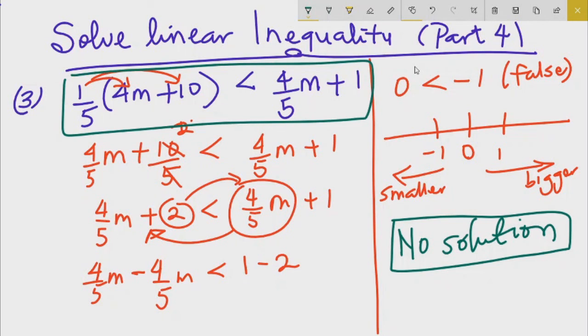You can pick 1, you can pick 2, you can pick 10. I give you that as your assignment. Pick any number, substitute it for m in this inequality, and prove to yourself that this actually has no solution. Thank you.